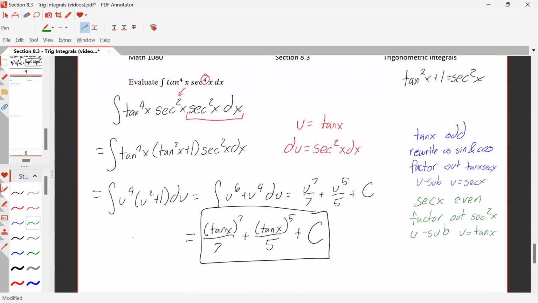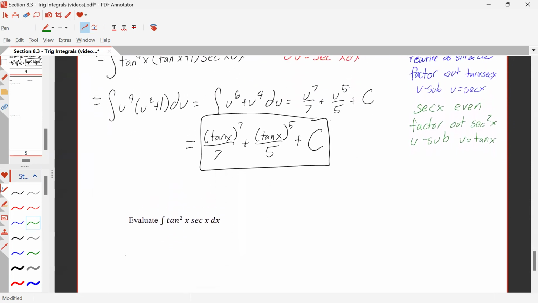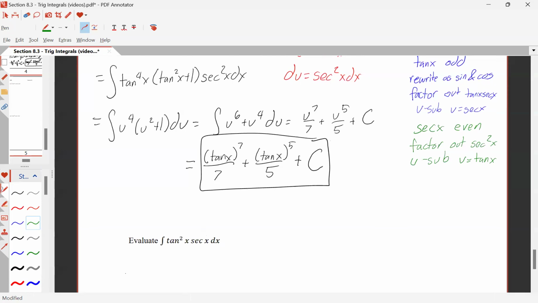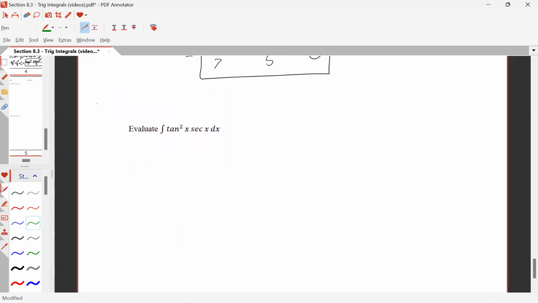That leaves us with one more case. What if tangent is even and secant is odd? What if we have a situation where we can't use either of those two listed strategies? And in this case, we are going to fall back on integration by parts. So this is going to be an integration by parts example. I'm going to rewrite the integral to show what we're going to use as u and what we're going to use as dv.